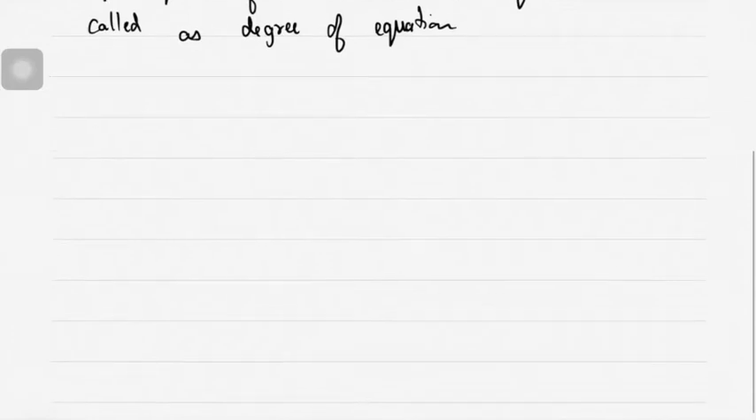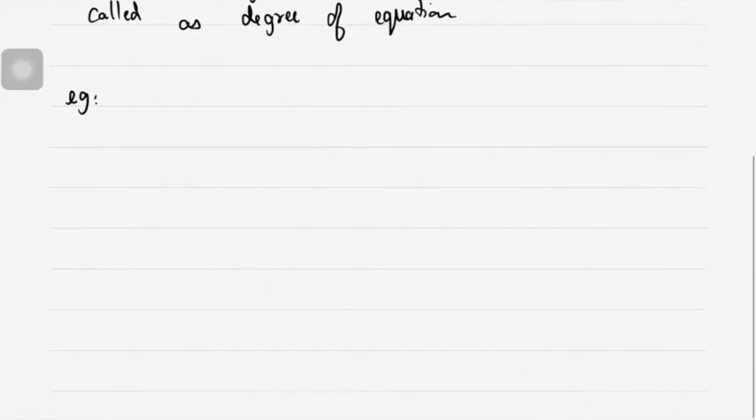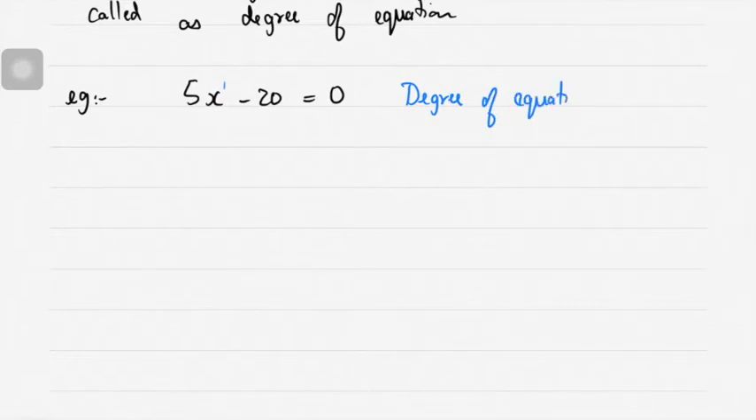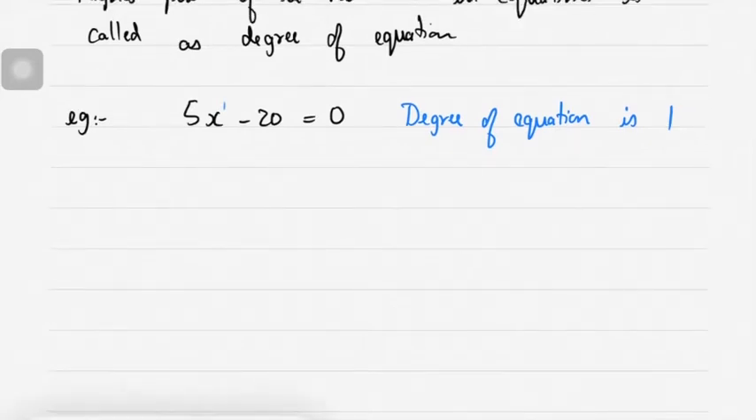Okay, for example, when I say 5x minus 20 is equal to 0, here the degree of the equation is 1, because when I am saying 5x, that means I am saying 5x raised to 1, correct? So my degree of the equation is 1 here, because it is x, meaning x raised to 1, right? That is the highest power of the equation, right?